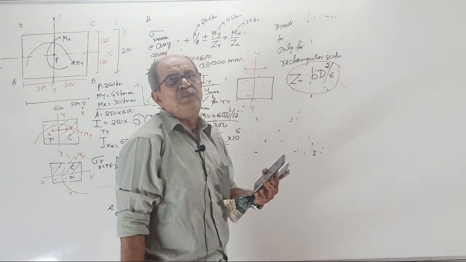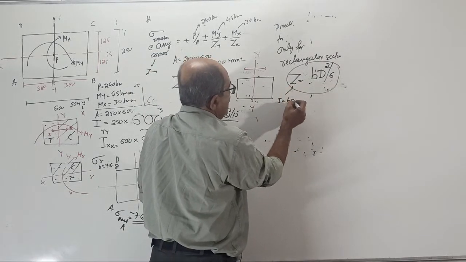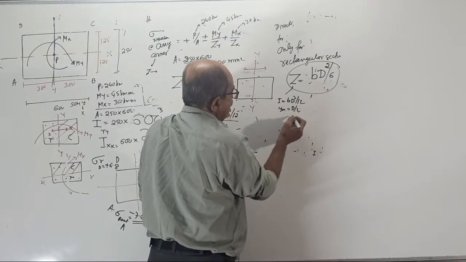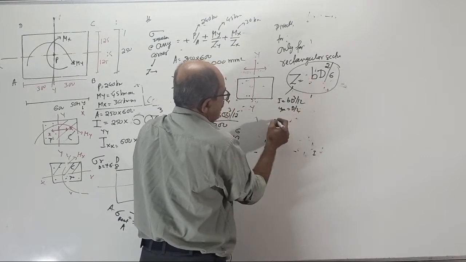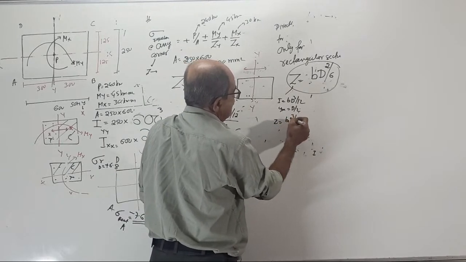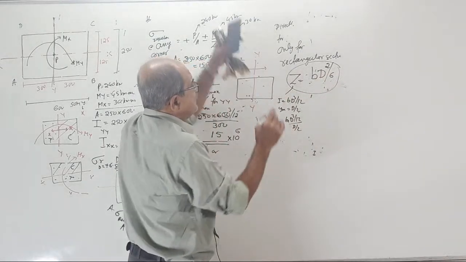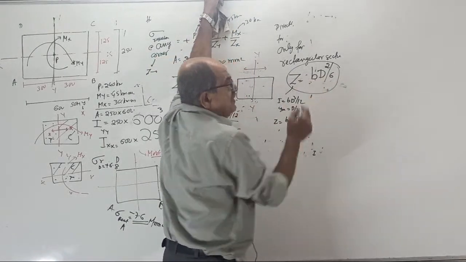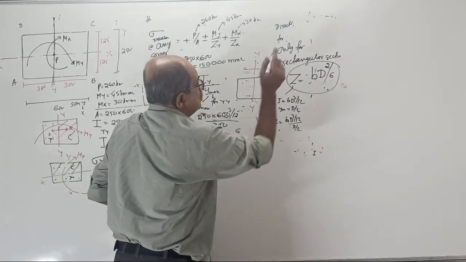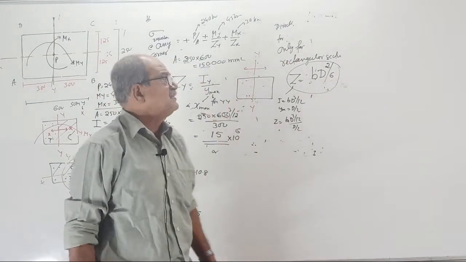I equal to bd cube by 12. See, I equal to bd cube by 12, y max equal to d by 2. Therefore, Z equal to bd cube by 12 divided by d by 2 will give bd square by 6. Here it should be same as moment of inertia. Therefore, you should square that term which is cubed in moment of inertia.